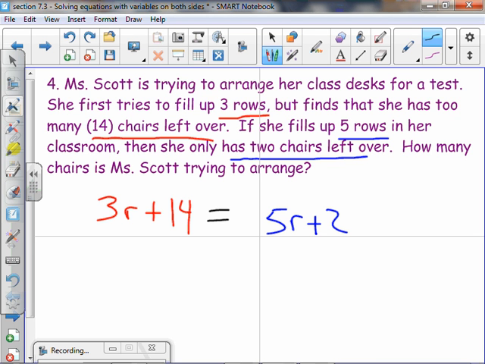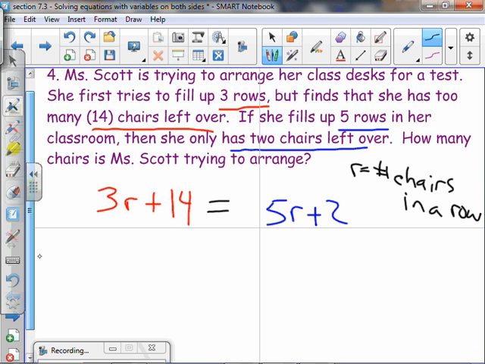I want you to be very careful, because once we solve for R, we are not done. Okay? And you can pause for a second and think about why that would be. We do have to solve for R, but remember, R is number of chairs in a row, not the number of chairs total. Okay? So let's go ahead and solve this real quick.